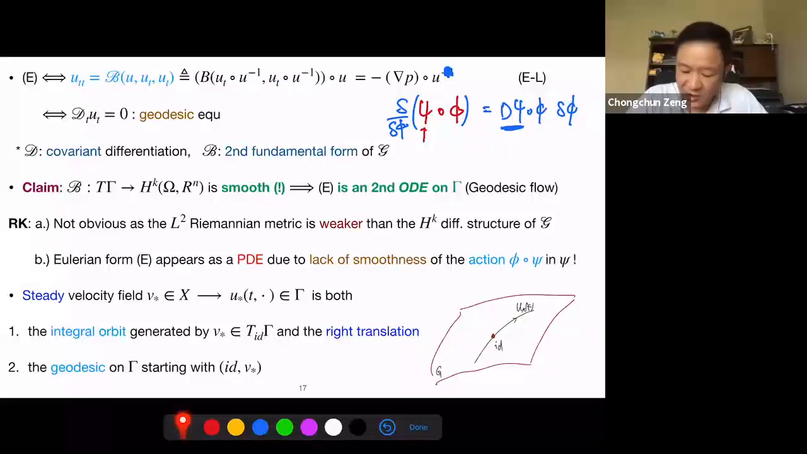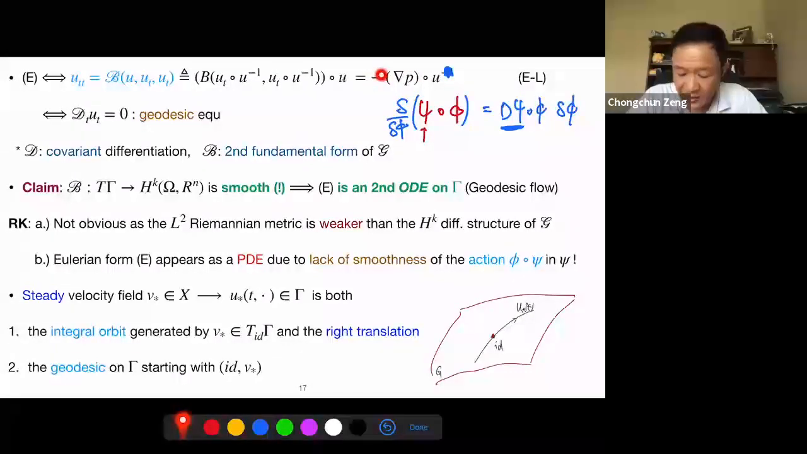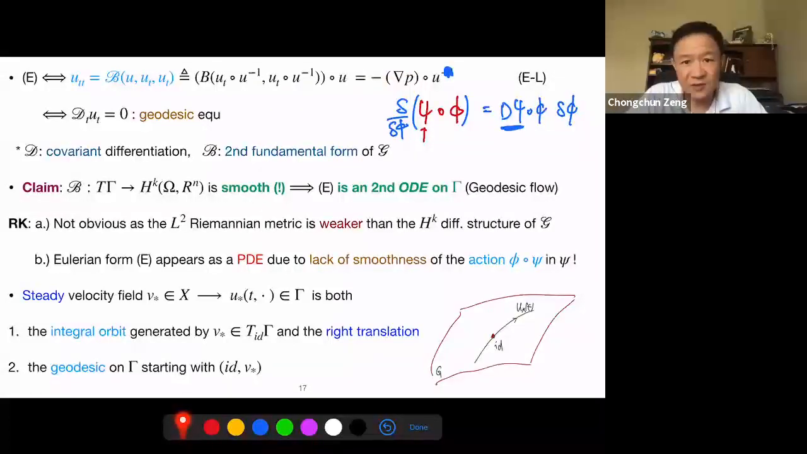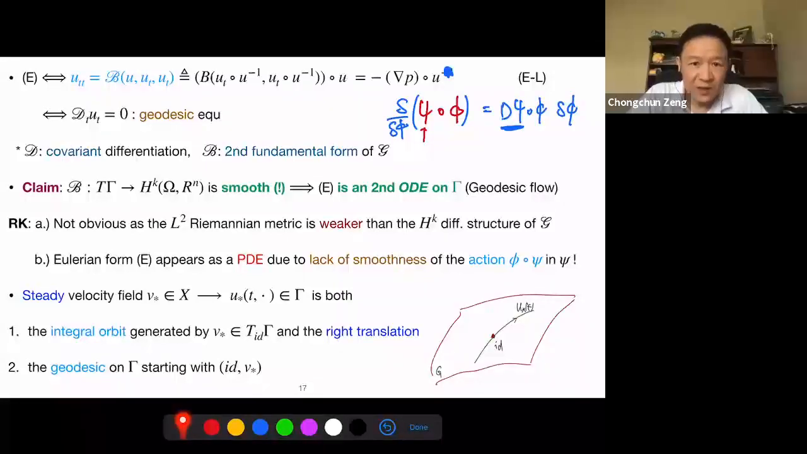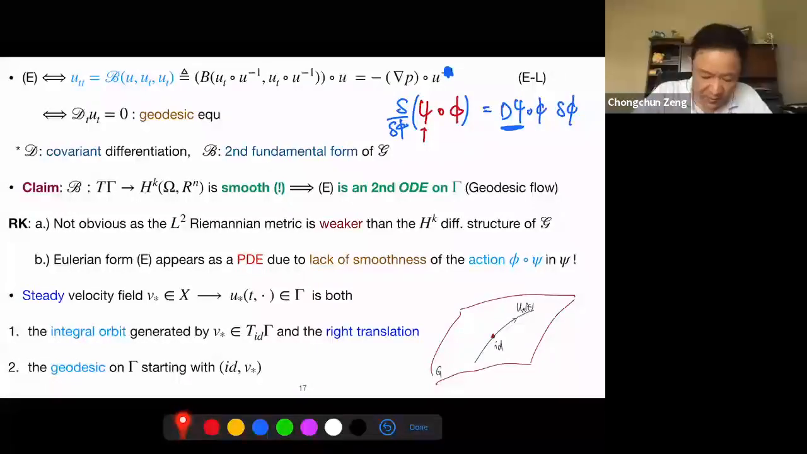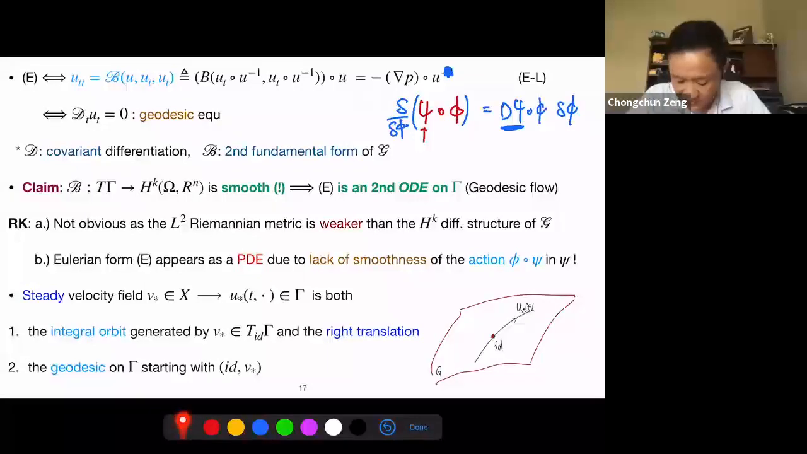So you take the curl of this vector field and take the divergence of this vector field and show the regularity of the curl and the divergence and their variation with respect to u. And then eventually you can come up with the smoothness of the second fundamental form here.